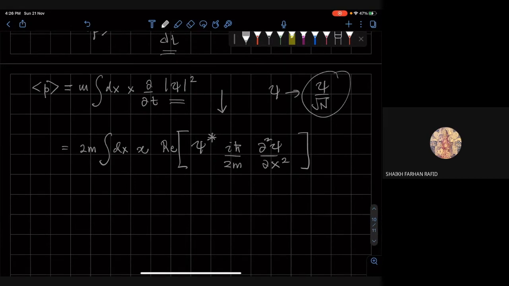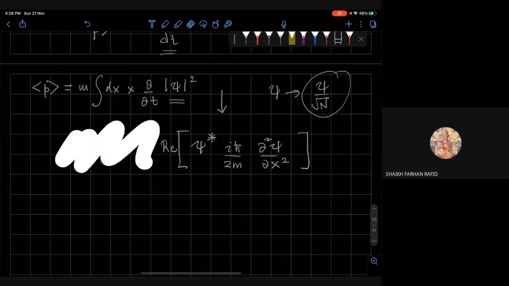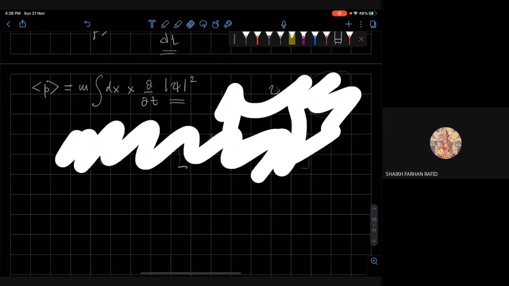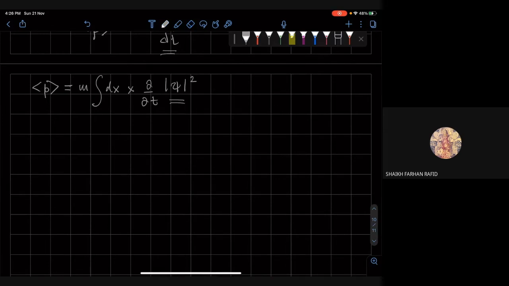Sir, is psi modulus squared equivalent to position? No, modulus squared is a probability density, right? So the partial differentiation with respect to t of the probability density. Okay, let me just do this. We want to compute this, right?